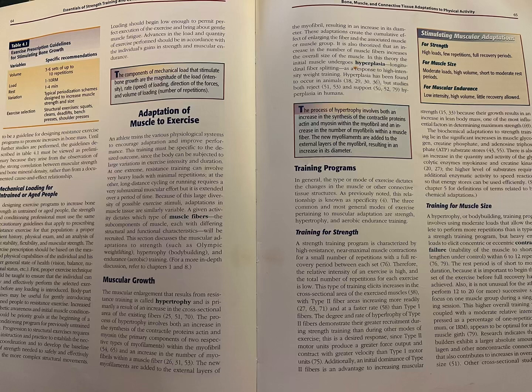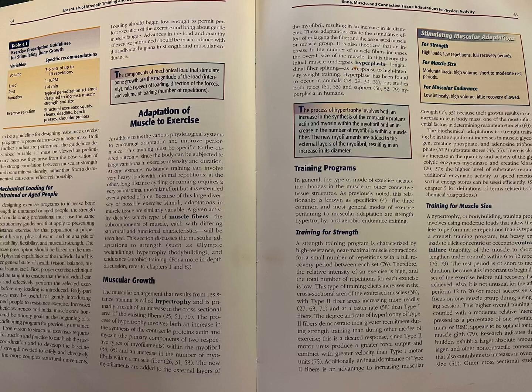Training for strength. A strength training program is characterized by high resistance, near maximal muscle contractions for a small number of repetitions with a full recovery period between each set. Therefore, the relative intensity of an exercise is high and the total number of repetitions for each exercise is low. This type of training elicits an increase in the cross-sectional area of the exercised muscles, with type 2 fiber areas increasing more rapidly and at a faster rate than type 1 fibers.